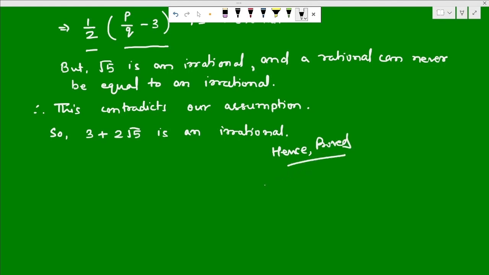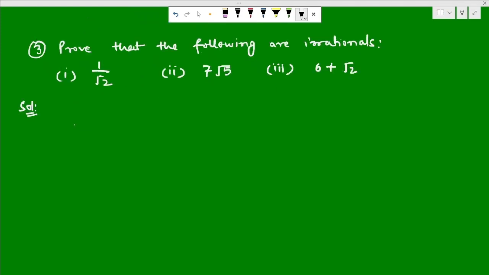Okay, let's see the next question, question number 3. Here we have our third question. It says, prove that the following are irrational. The same type of questions which we have dealt with in questions number 1 and 2. In the same way, we'll be solving this also. So we have three sub questions under this question number 3, and we'll be solving them one by one.